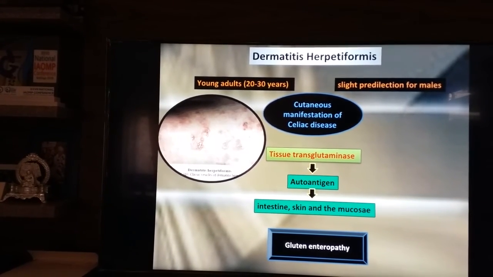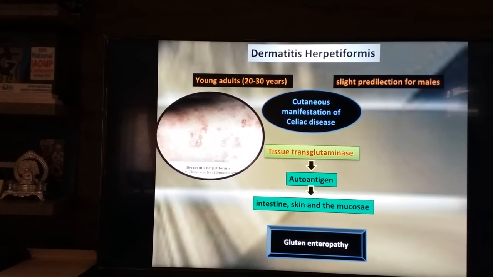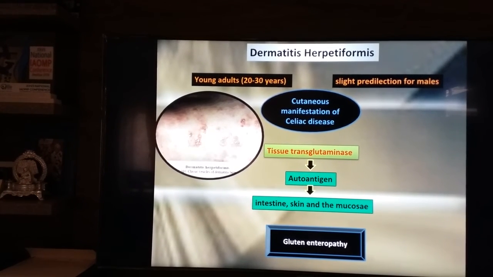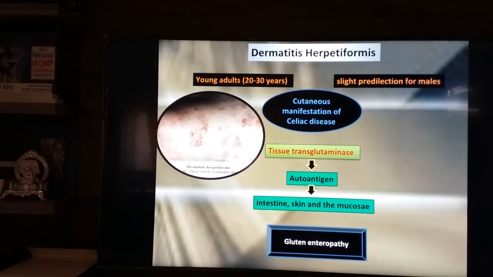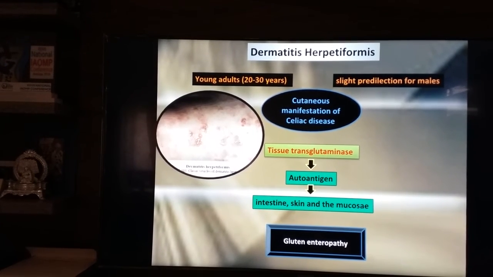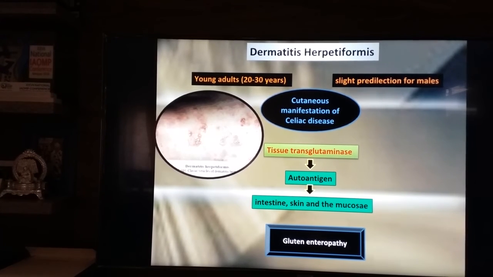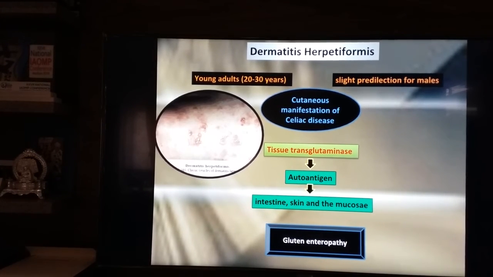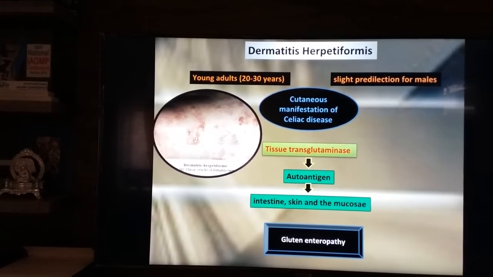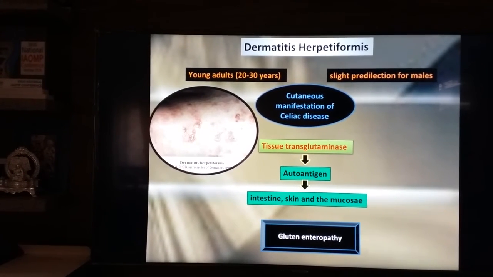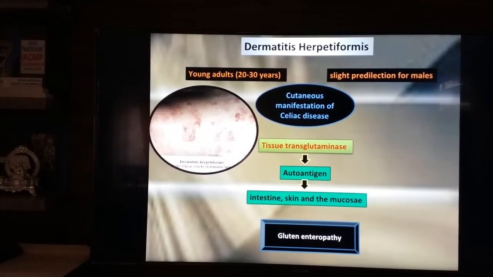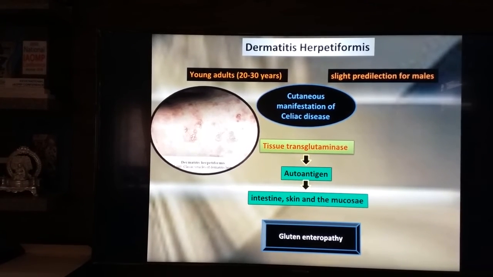Dermatitis herpetiformis is found in young individuals, around 20 to 30 years of age, and more males can be affected. You will find it is a cutaneous manifestation of celiac disease, associated with tissue transglutaminase, and that autoantigen could be associated. The intestines, the skin and the mucosae could all be involved. This could be a result of gluten enteropathy, especially when you take wheat.